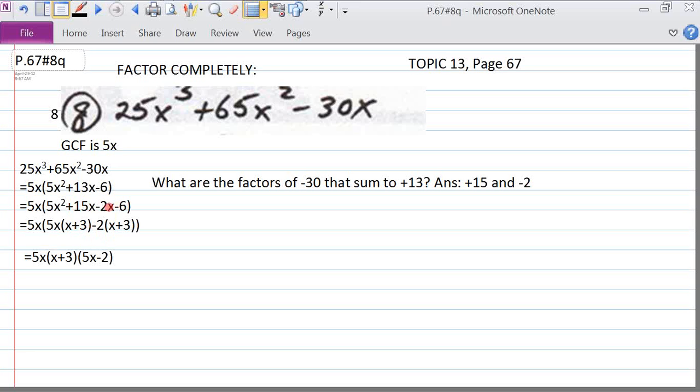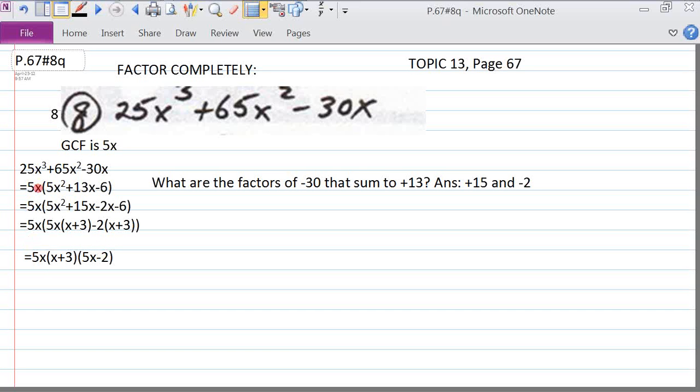Out of these 2 terms, the common factor is minus 2. So I've got minus 2 times x gives me minus 2x. And minus 2 times plus 3 gives me minus 6. Now I look at these 2 terms, 5x times x plus 3 minus 2 times x plus 3, and I can factor out x plus 3 from here and from here. I put it here, and then I have 5x minus 2.